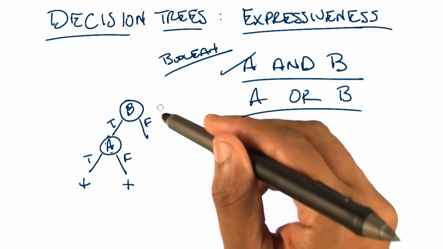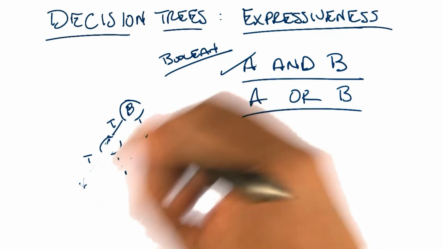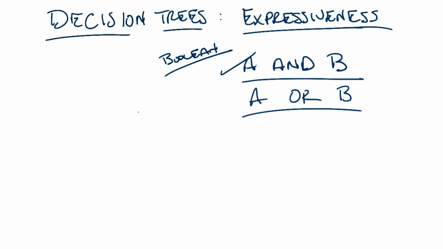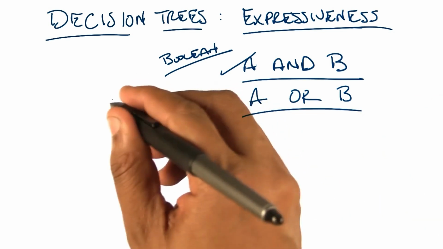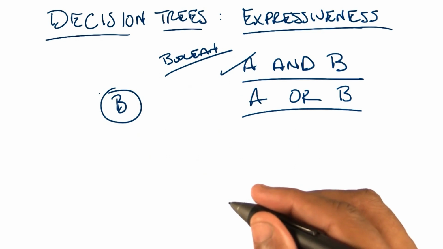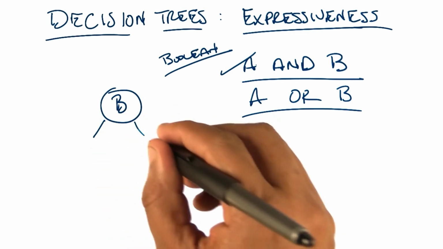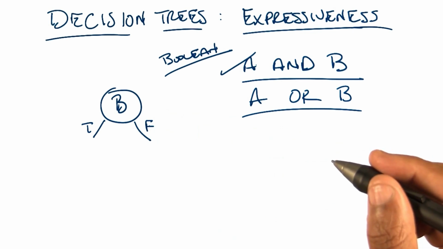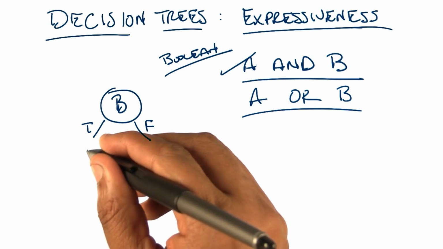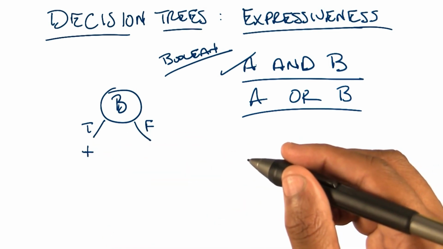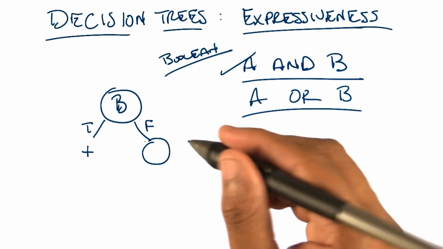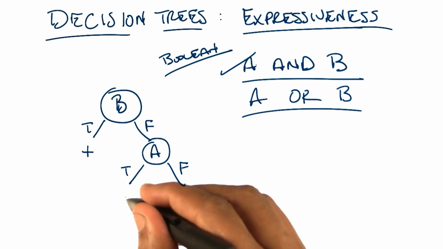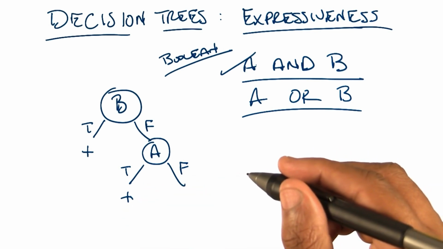Okay, so maybe the mistake here is just trying to use exactly the same thing. So let's just erase it and start from scratch. What would you do starting from scratch? I'd split on B again. True, false. All right, and now if B is true, we know that A or B is true, so we can put a plus under the left side. But if B is false, then we need to split on A. And if A is true, then we're golden. We get the or is true. And if A is false, then it is false.